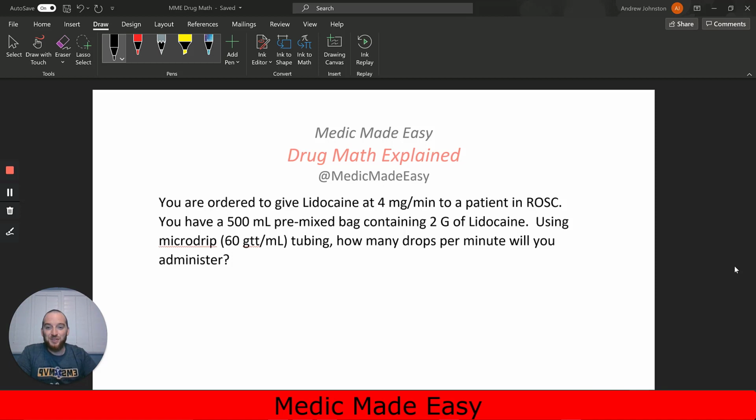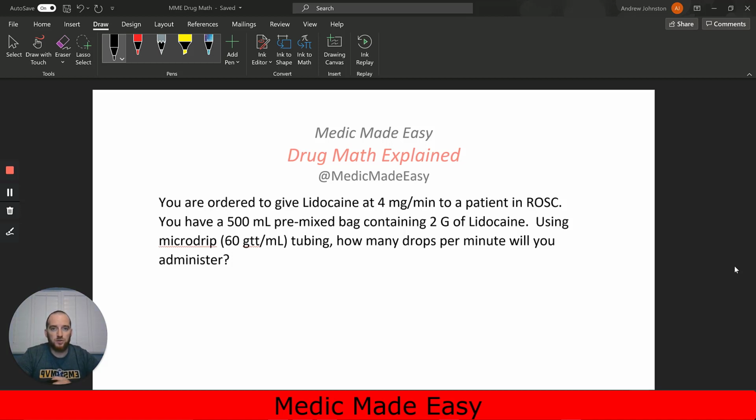So this first question is a lidocaine infusion, right? You're ordered to give lidocaine at 4 milligrams a minute to a patient in ROSC. You have a 500 milliliter pre-mixed bag containing 2 grams of lidocaine. Using microdrip tubing, which is 60 drops per milliliter, how many drops per minute will you administer?